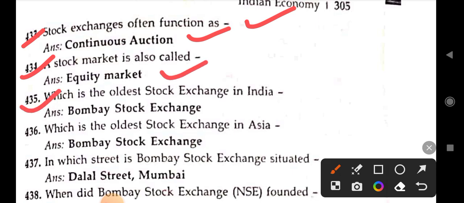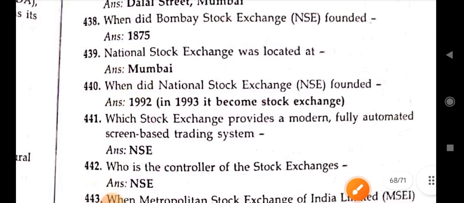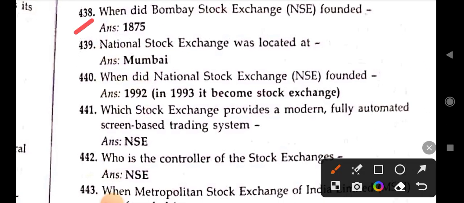Which is the oldest stock exchange in India? Bombay Stock Exchange. Which is the oldest stock exchange in Asia? Bombay Stock Exchange. In which street is the Bombay Stock Exchange situated? Dalal Street, Mumbai. Next, when was the Bombay Stock Exchange founded? 1875. National Stock Exchange is located at Mumbai.